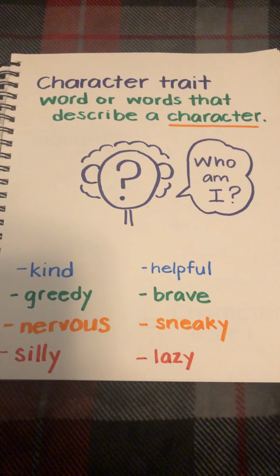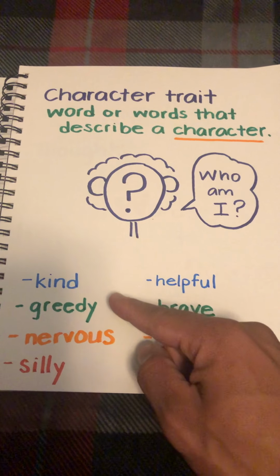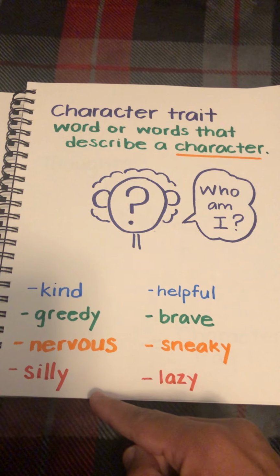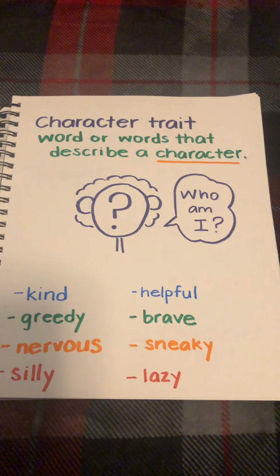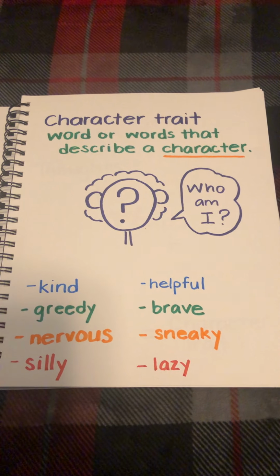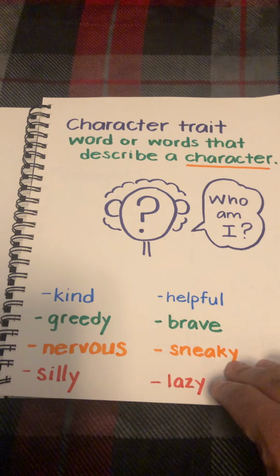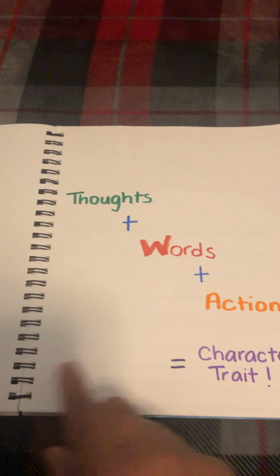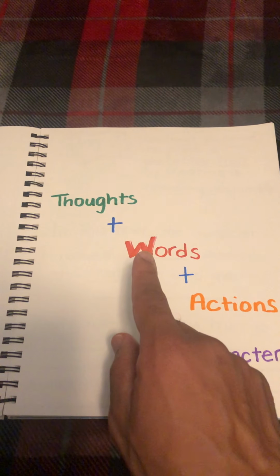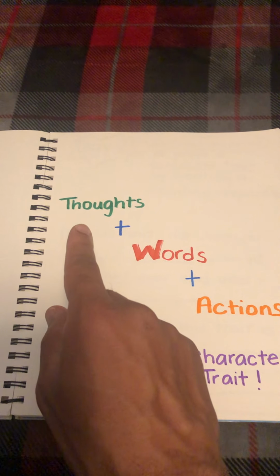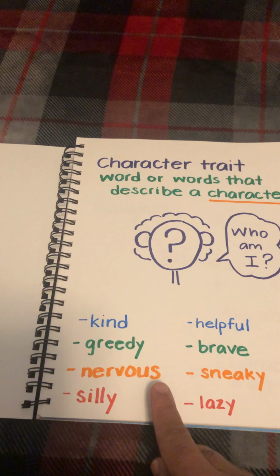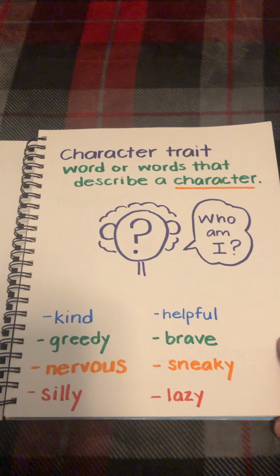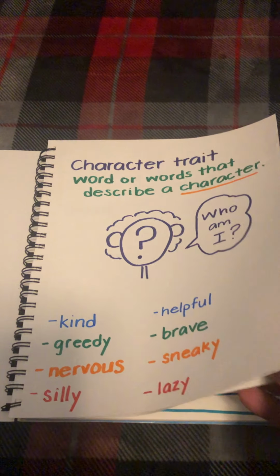I can see some examples here. Words such as kind, greedy, nervous, silly, helpful, brave, sneaky, and lazy. When I think about the way that Fox was acting, when I think about the words that Fox says, and I think about Fox's thoughts, it leads me to pick the word nervous. So the trait that I would use to describe Fox would be nervous.